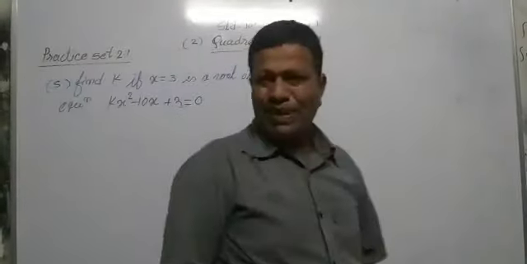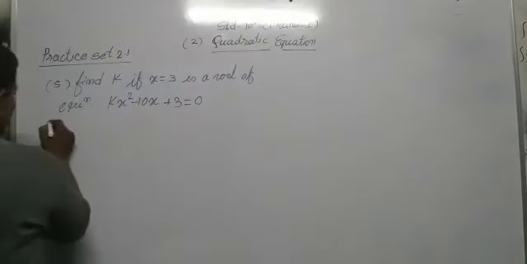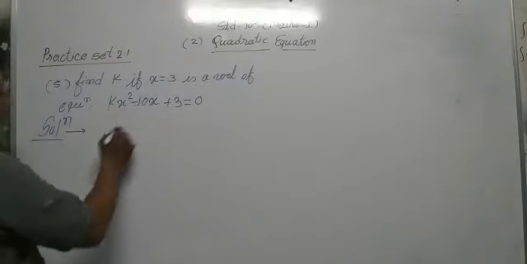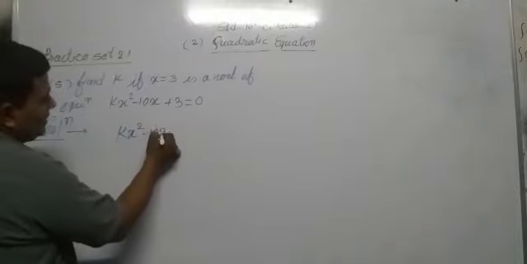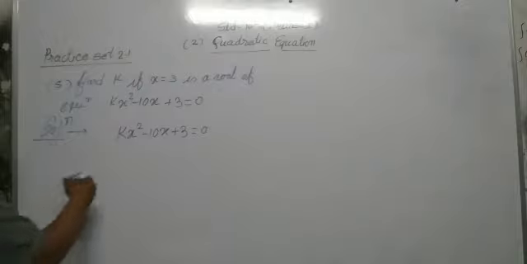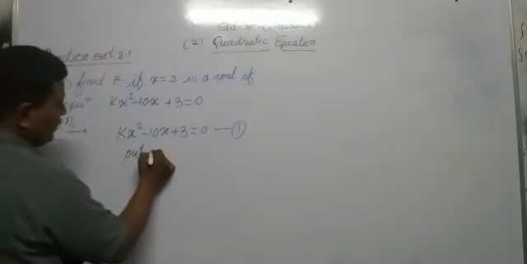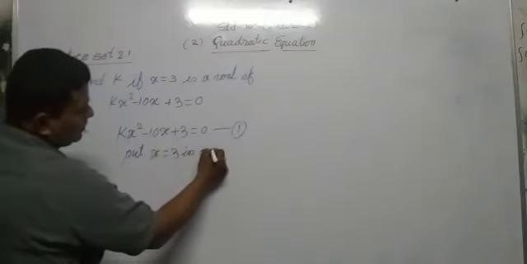So simple example, like the previous example. The solution or answer of that example: we write down the equation as it is first. kx square minus 10x plus 3 is equal to 0. This is equation number first. Put x equal to 3 in equation first.